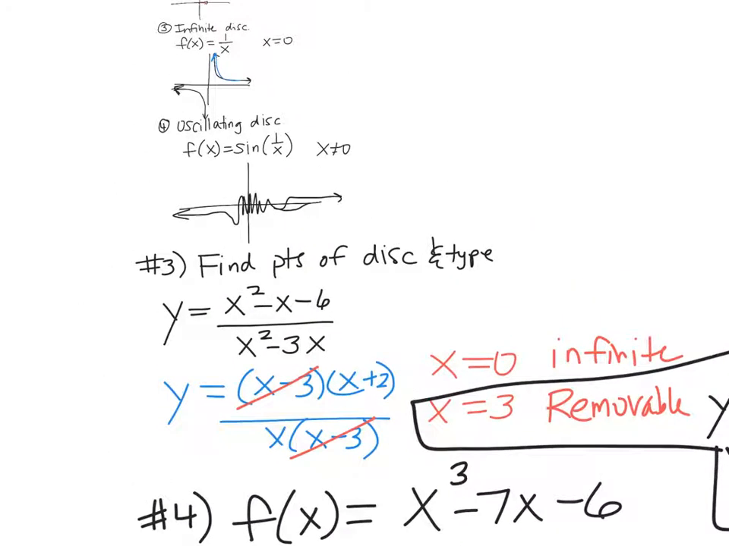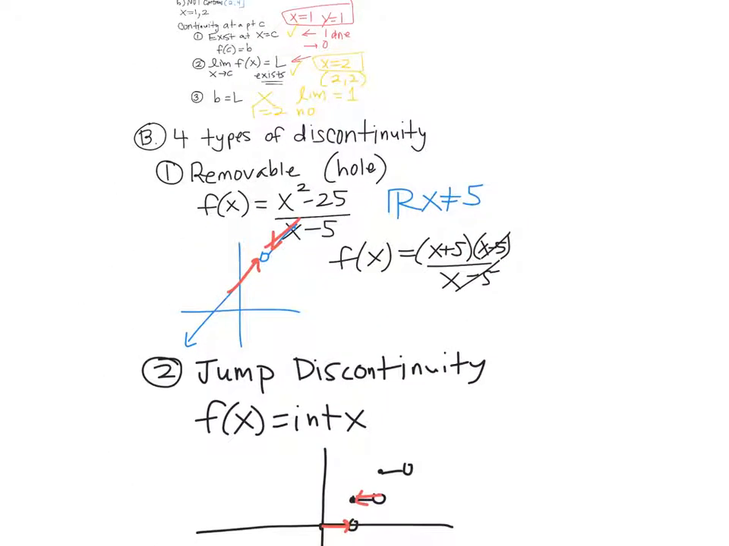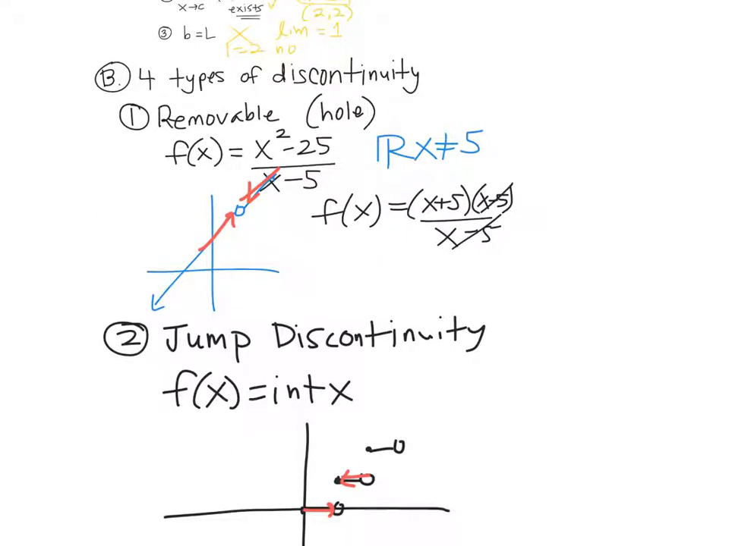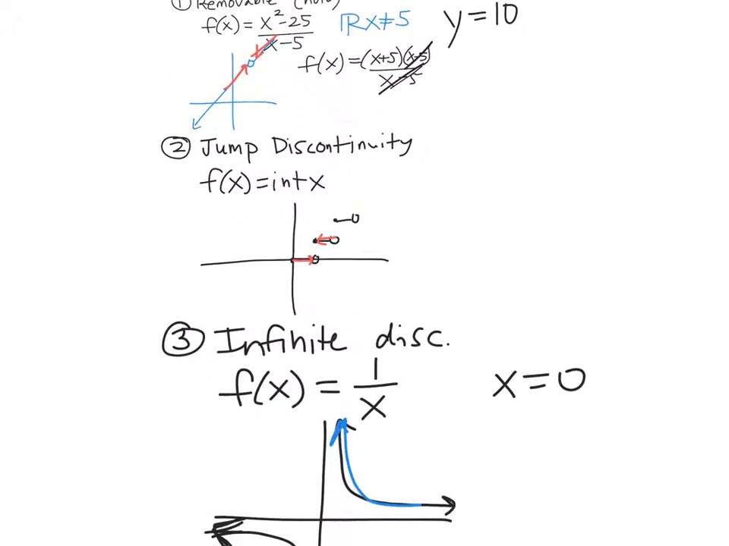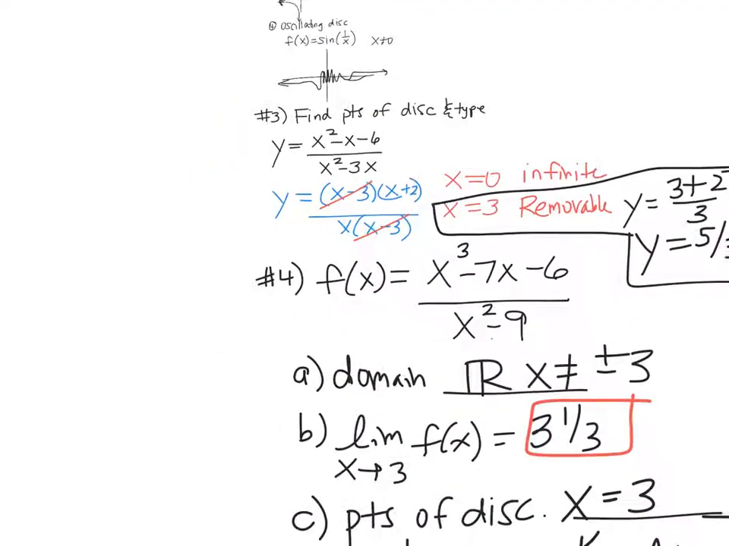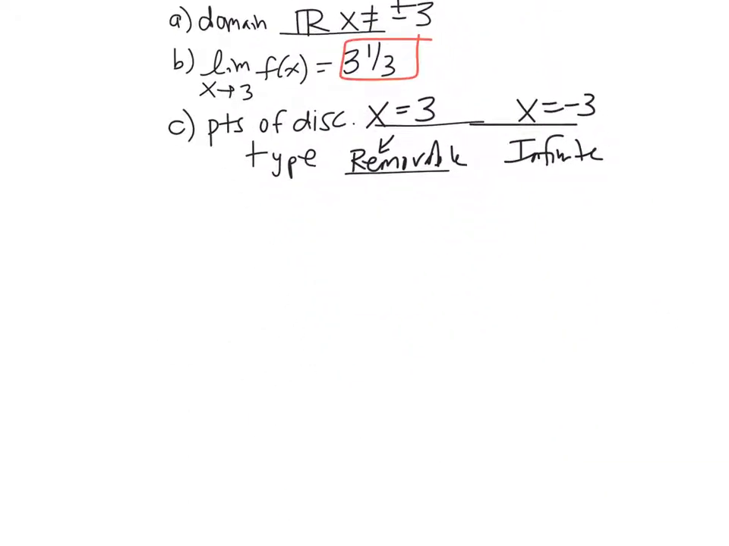Let's look at this one. This removable. What would y be to make this continuous at x equals 5? Y would need to be 10. Okay. So once you reduce, you plug that number in and you get y is 10. So, okay? All right. So that was part B. Let's move on to part C.